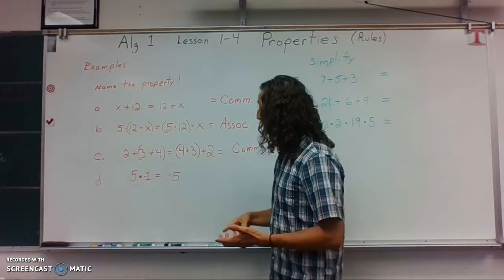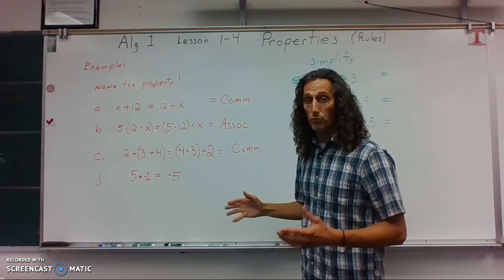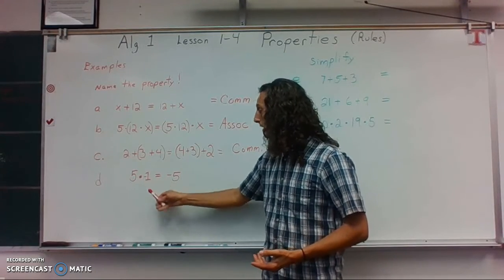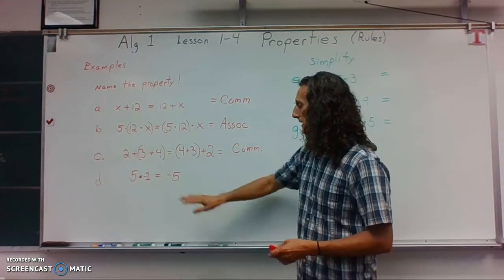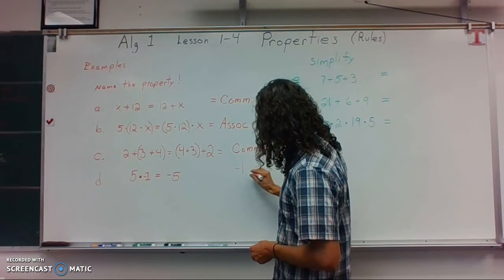2, 3, 4. Well, now it's 4, 3, 2. I changed the order, not the grouping. And then this one, 5 times -1. What property is that? I'm just going to call it the -1 property. Okay?